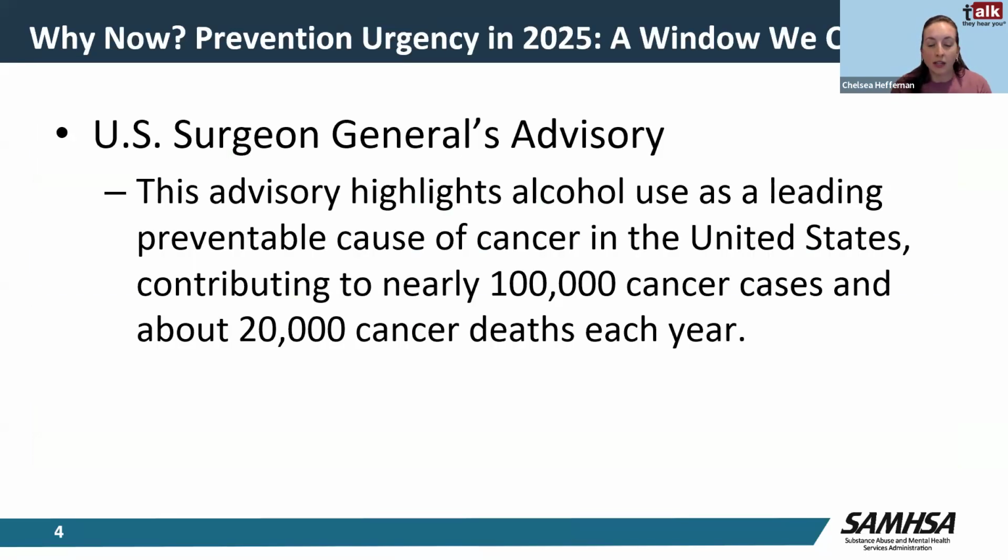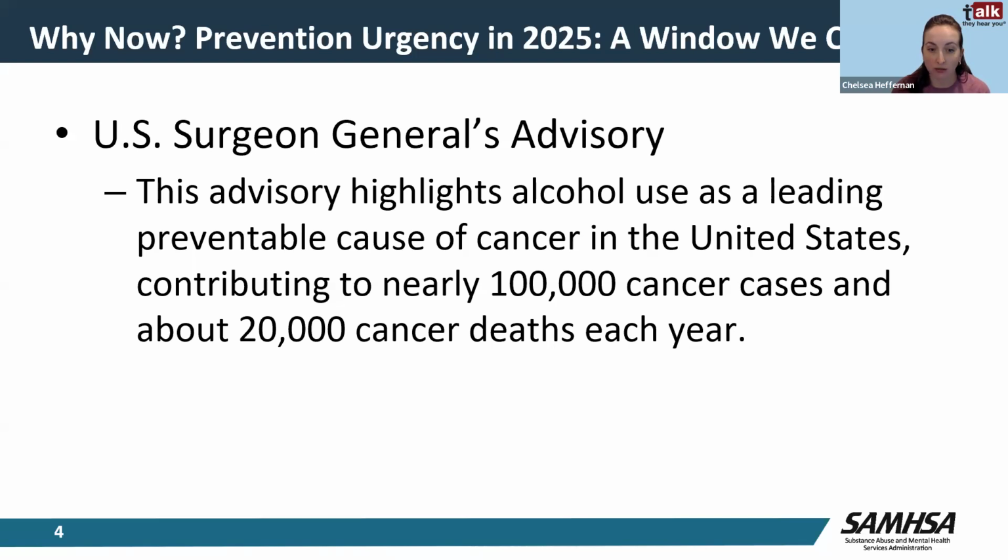Okay. These next few slides, I'm going to talk a bit about some data and statistics, which I'm sure you all know that there is an urgency and prevention is necessary. We all know that there is a problem with alcohol use in the country, but sometimes seeing these statistics and data again just really makes it a little more prevalent and talks to why we are here to talk about the campaign with you. So the U.S. Surgeon General issued this advisory in 2025 saying that alcohol is now a top preventable cause of cancer in the United States, driving 100,000 cases and 20,000 deaths annually.